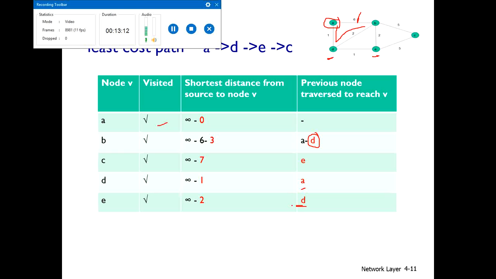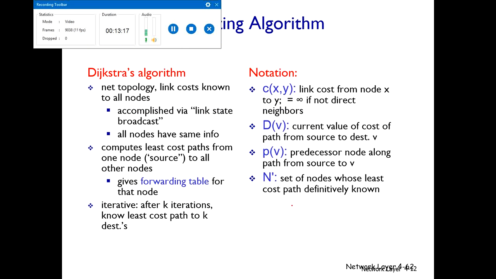Now, what is Dijkstra's algorithm? What is the algorithm, and how are we going to calculate the least cost by using Dijkstra's algorithm? In Dijkstra's algorithm, as we discussed, net topology and link cost are known to all nodes, which is accomplished via link state broadcast. All nodes have the same information. It computes the least cost path from one node, that means from the source node to all other nodes, and then it gives the forwarding table for that node. After k iterations, least cost path to the k destinations are calculated.